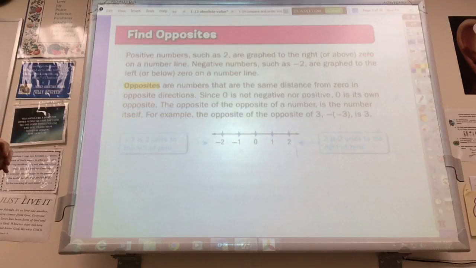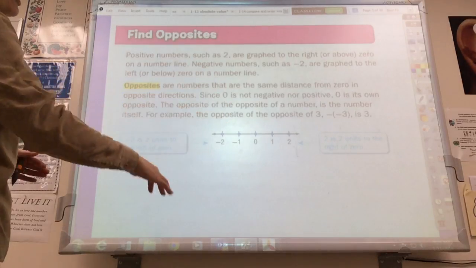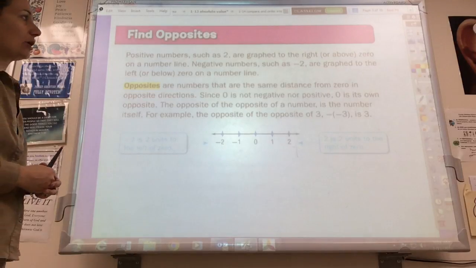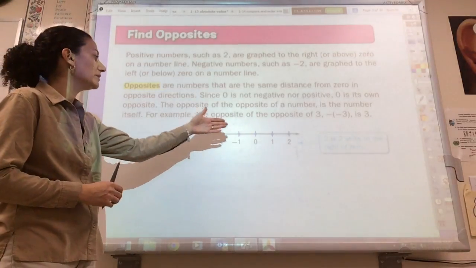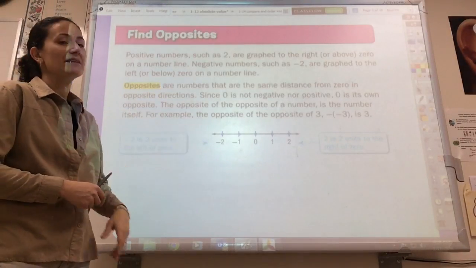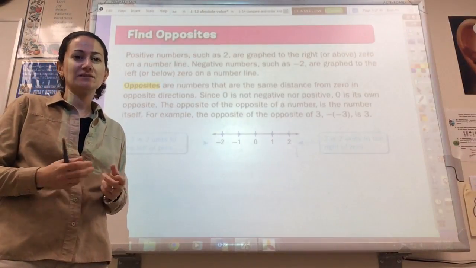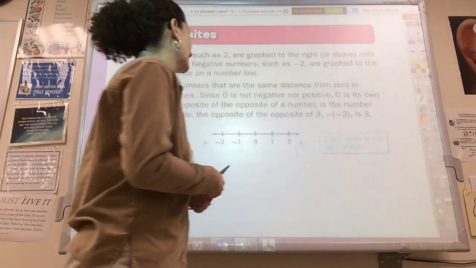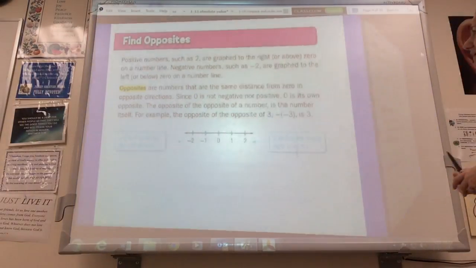Positive numbers, as we know, are graphed to the right or above 0 on a number line. Negative numbers are graphed to the left or below 0 on a number line. 0 is neither negative nor positive, so it doesn't have an opposite. It's its own opposite, if you want to think of it that way. Take a look at some examples.